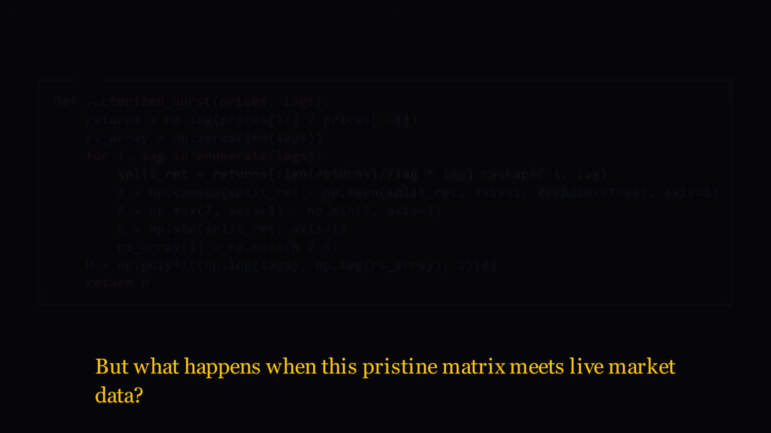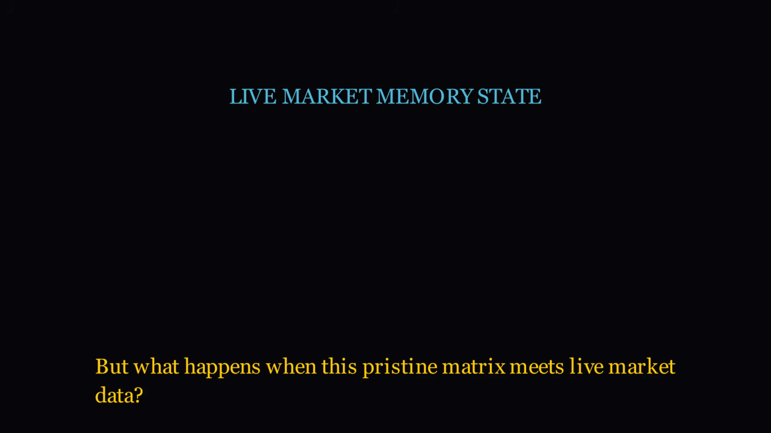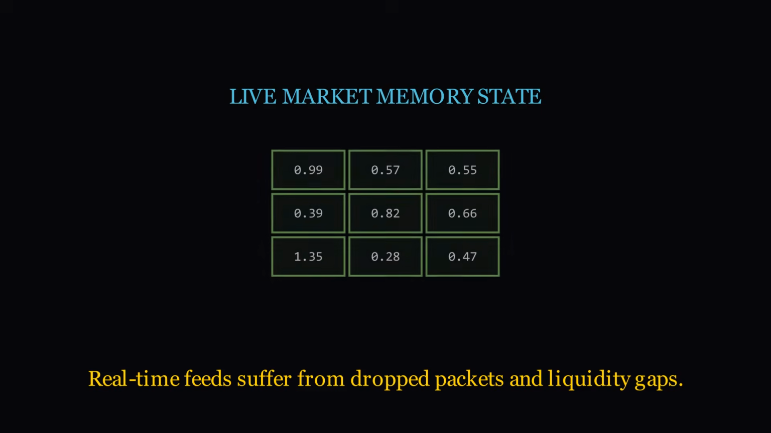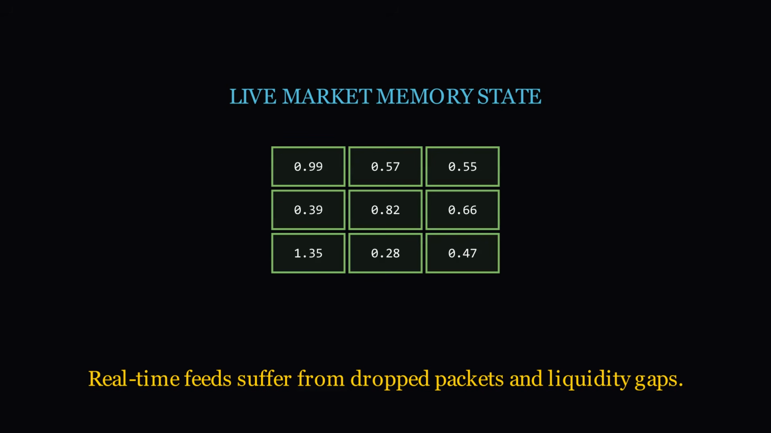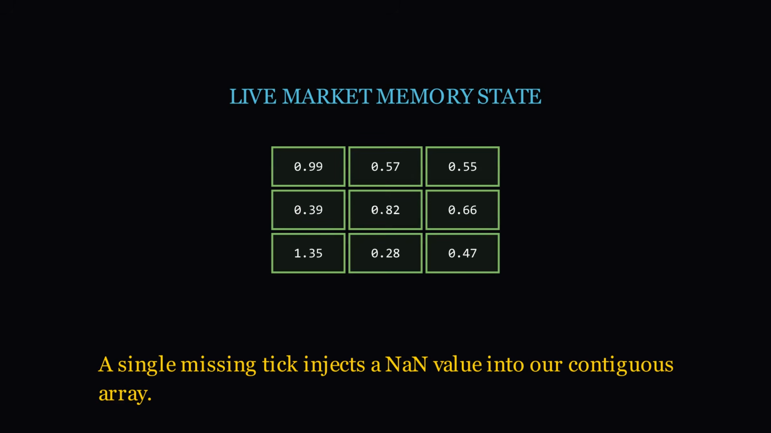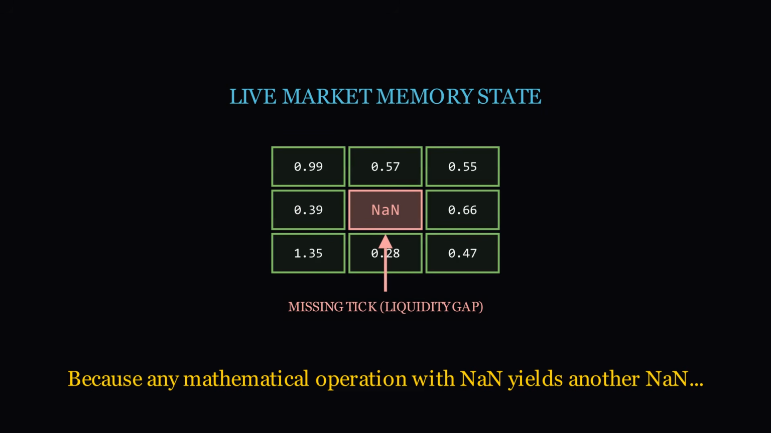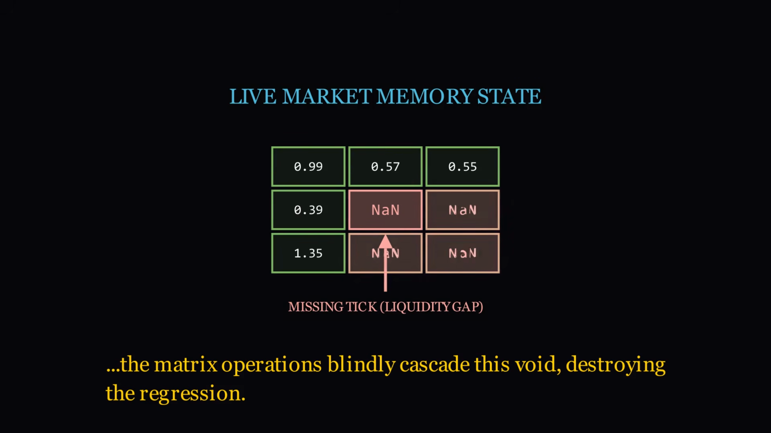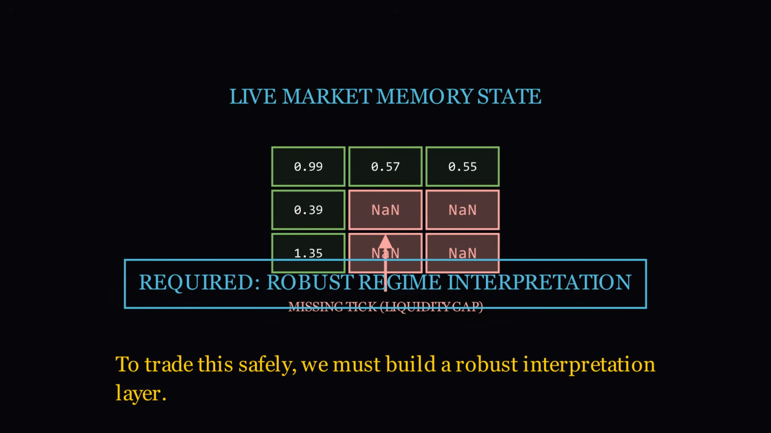But what happens when this pristine matrix meets live market data? Real-time feeds suffer from dropped packets and liquidity gaps. A single missing tick injects a nan value into our contiguous array, because any mathematical operation with nan yields another nan. The matrix operations blindly cascade this void, destroying the regression. To trade this safely, we must build a robust interpretation layer.